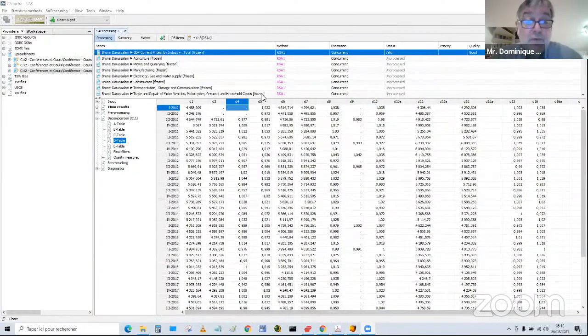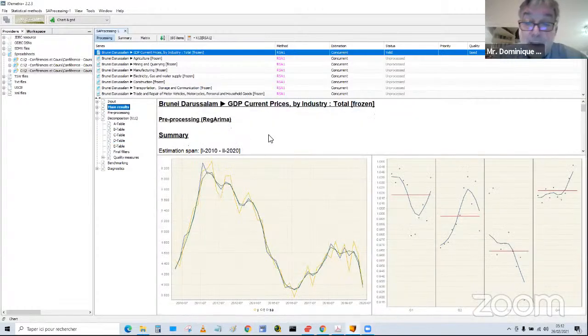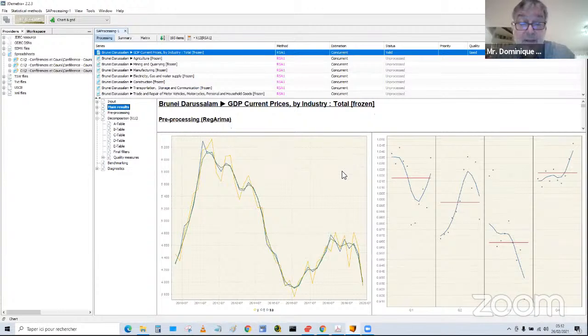Let me share the screen. So if I go to the chart, if I want to explain the colors, it's not very difficult. I already did a couple of times.